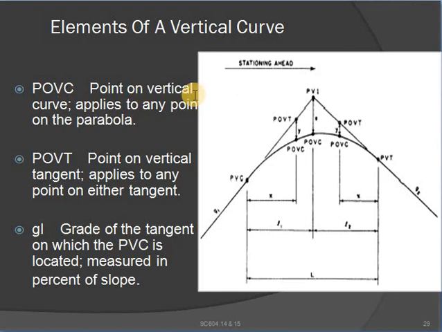POVC, point on vertical curve, applies to any point on the parabola. So the parabola line is nothing but points on the vertical curve. And the next one is POVT, point on vertical tangent, which applies to any point on either tangent, so the distance from the curve path to the tangent line. And GL is the grade of the tangent on which the PVC is located, measured in percentage of slope.